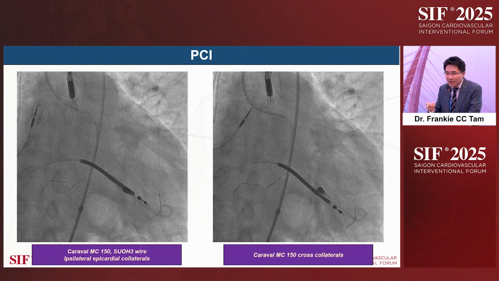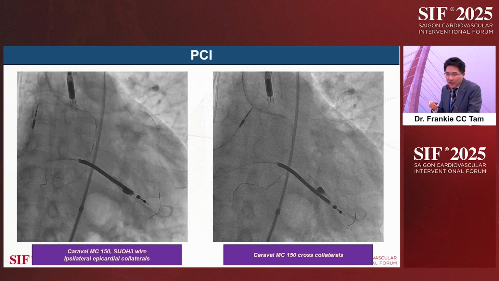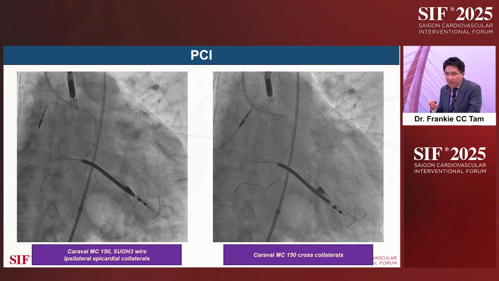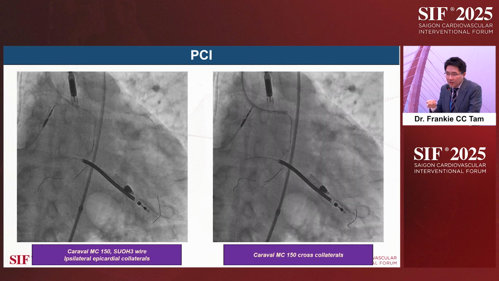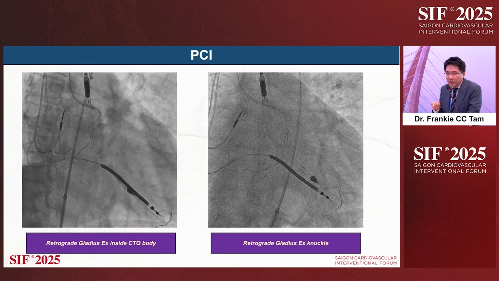So this is a very, very dire and also very bad situation. In this case, because at the beginning we didn't want to touch the third CTO, but now we have no option, we have to perform the third CTO. Right, so we have to do this quick. So we use the epicardial collateral. We use a 150 Caravel Sion wire. Luckily, the Sion wire just flew through the ipsilateral epicardial collateral to the distal circumflex, and the Caravel microcatheter crossed to the distal CERT. And then after the Caravel goes there, we use a retrograde Gladius EX wire to go to the CTO body.